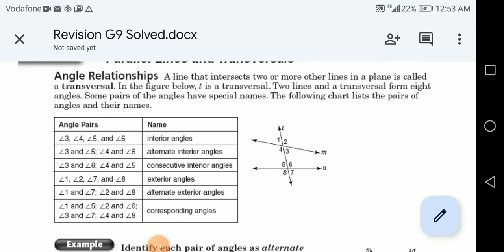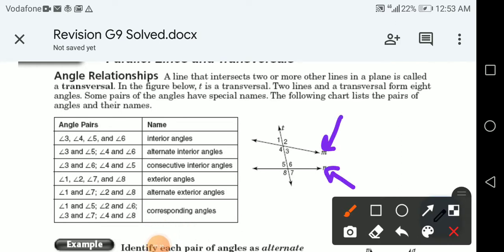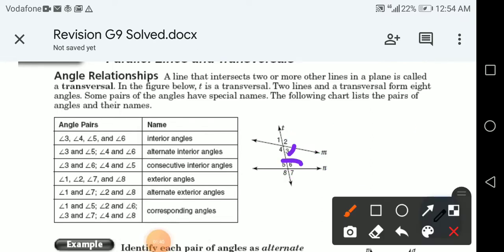So when I have here inside the two lines, line M and line N, this is interior. What about here if I say angle 2 and angle 8? The relation between them is alternate exterior angles. What about here angle 3 and 6? So we have here the letter U. So this one is consecutive interior angles, the sum of them is 180.